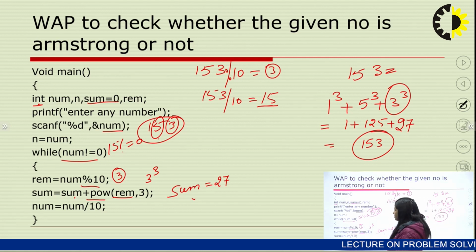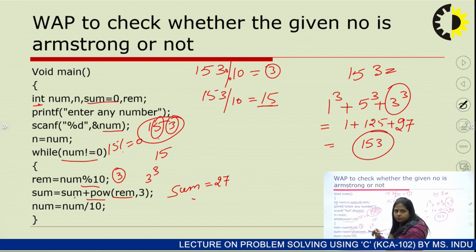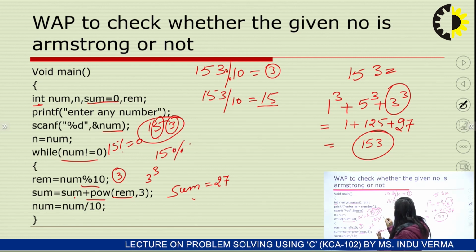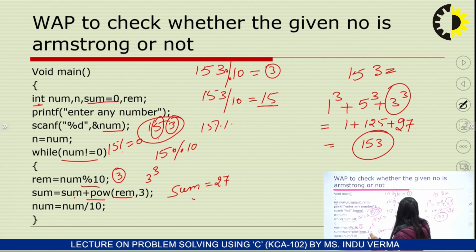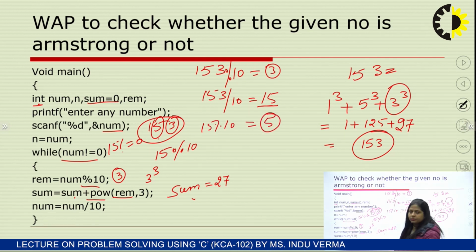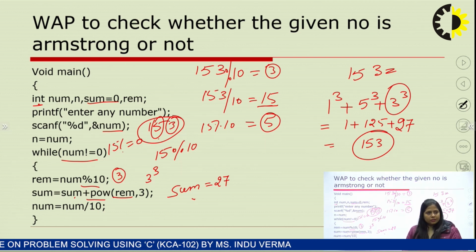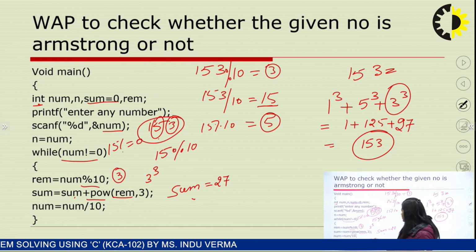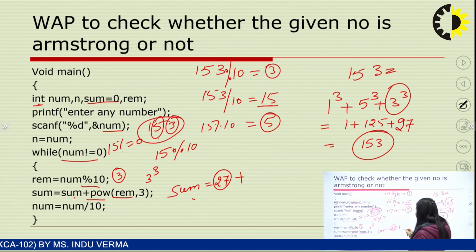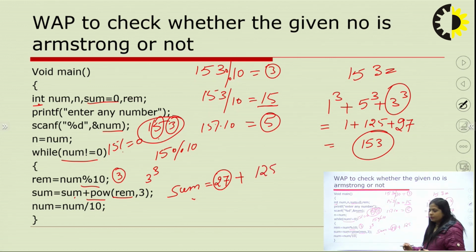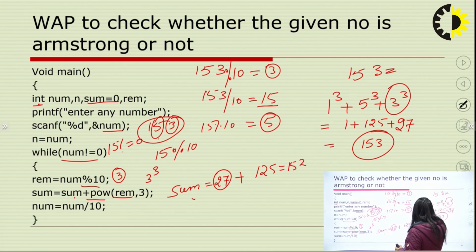Okay, now again we'll do the same process. Num modulus 10. What is the value of num now? The num is 15. 15 modulus 10 is equal to what? 5. That's the second digit, right? Again we have applied the same function. Okay, fine. Sum plus, what is the value of sum? That is 27 plus power of remainder. What is remainder? 5. 5 cube will return 125. The value of sum is now 152.